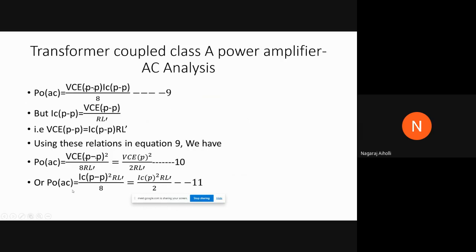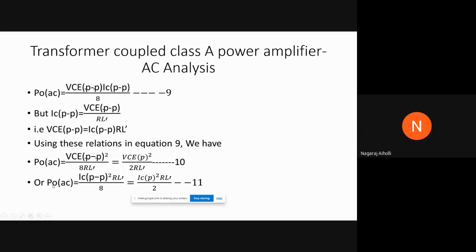Now, for P naught AC, if I use the relation VCE peak to peak is equal to IC peak to peak into RL dash, then I get P naught AC is equal to, in place of VCE peak to peak, substituting IC peak to peak into RL dash.